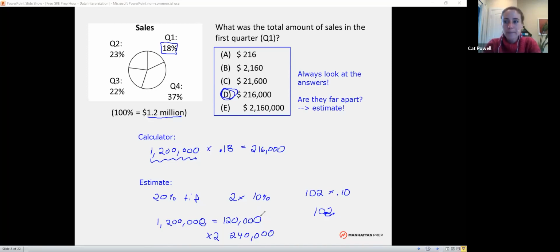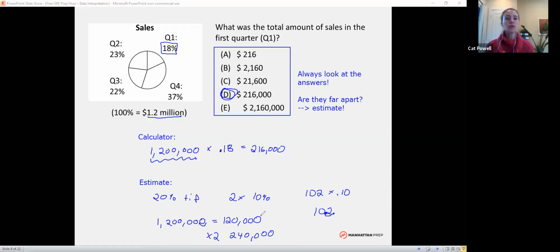Yeah. Yep, you're clicking on it with your mouse. It takes time. It's easy to add little mistakes with the calculator. Actually, I often see people make calculation errors with the calculator because I think we think calculators are going to be really accurate, and there's still a lot of room for human error. So in data interpretation, if you see answers that are far apart, think about estimating.